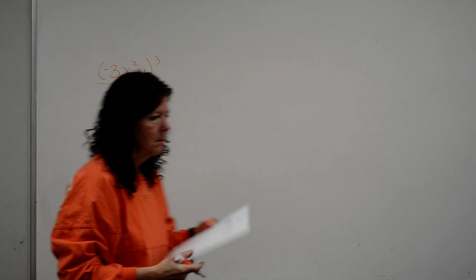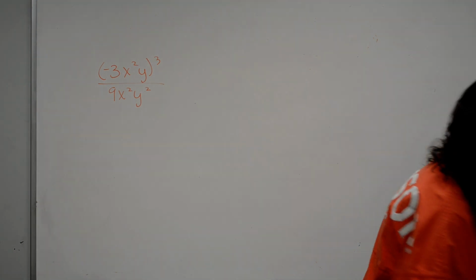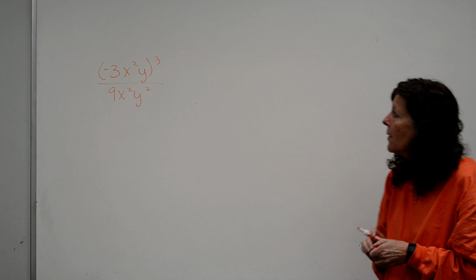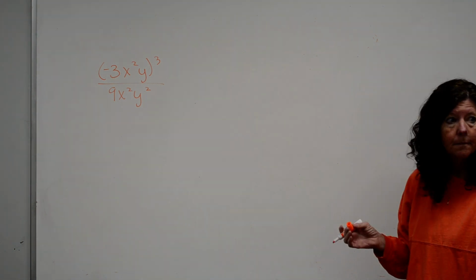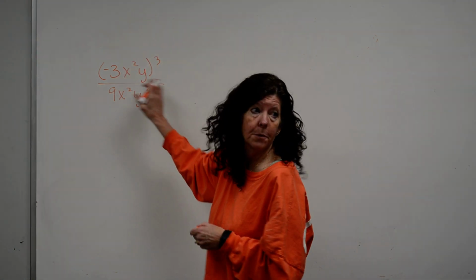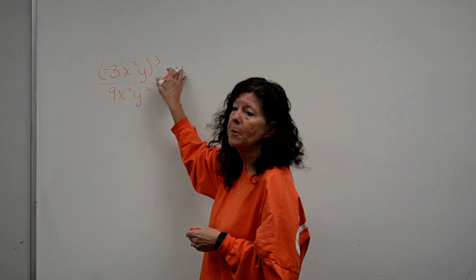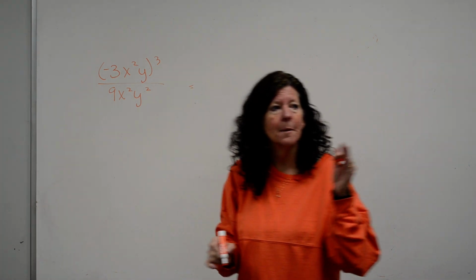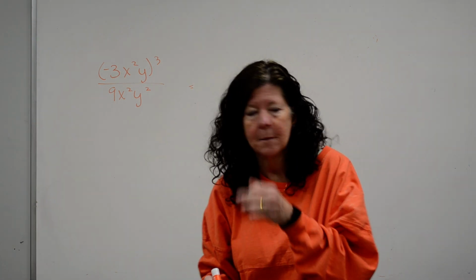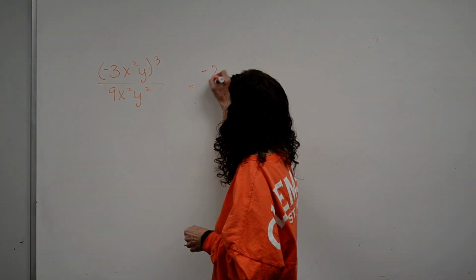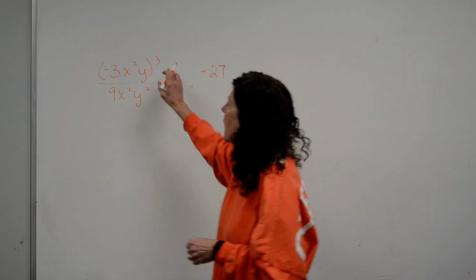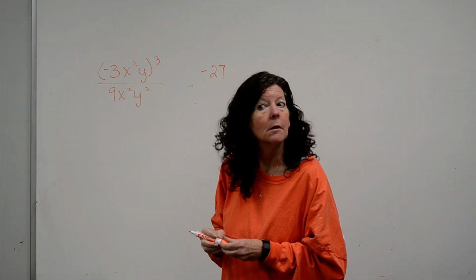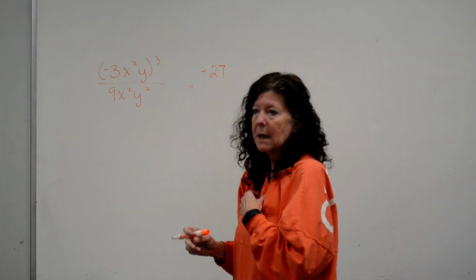What am I going to do? What would be the first thing I'm going to do? Distribute the cube. I've got to take that cube and put it on everything inside. So negative 3 cubed is the same as negative 3 times negative 3 times negative 3, which should give you a negative 27. Now remember, if I've got a power raised to a power, what do I do? Multiply. Make sure you've got that straight.